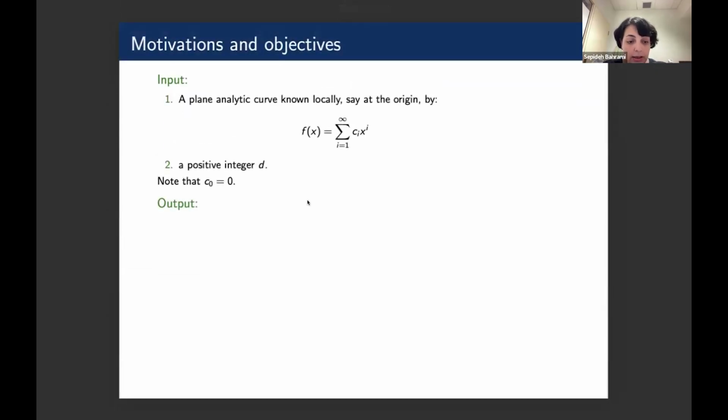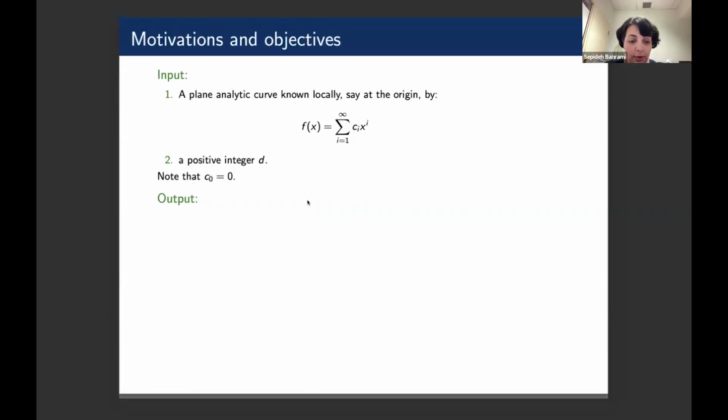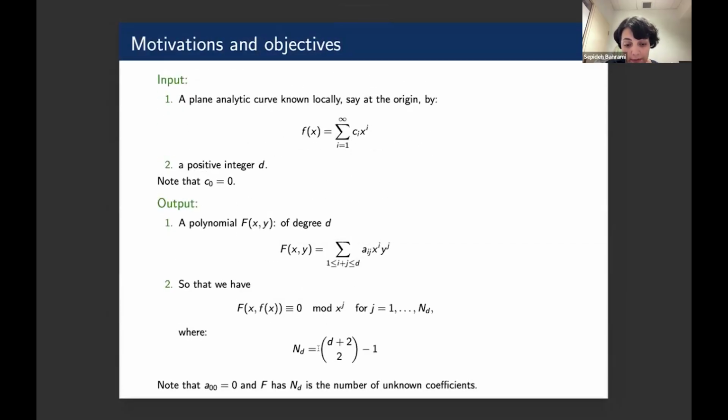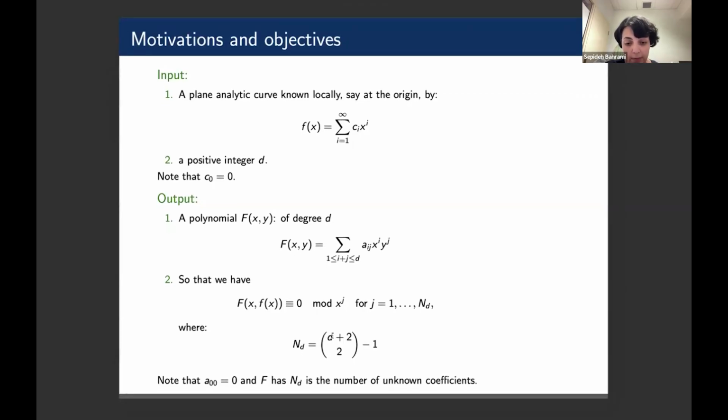and the output is a polynomial f(x,y) of degree d, and this polynomial is expressed as the summation of aij x to the power i, y to the power j, where the aij's are unknown coefficients that we need to determine. And the key condition we want this polynomial to satisfy is that f(x, f(x)) mod x^j, where j can be from 1 to nd, becomes 0. And nd, which is (d+2 choose 2) minus 1, is actually the number of unknown coefficients of the polynomial f(x,y).